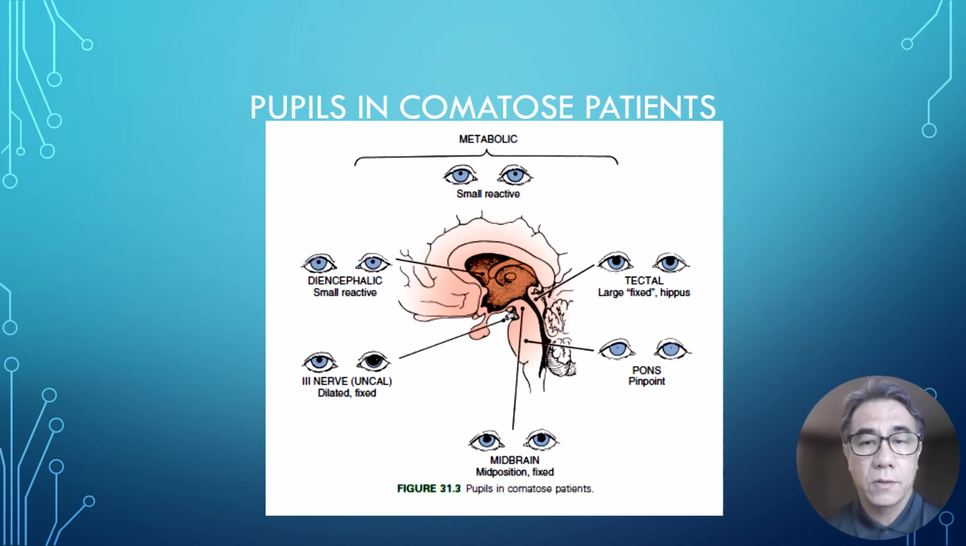And in patients who are comatose, you can also localize based on pupils: if they are small and reactive, that is diencephalic. If it's already in the tectum, then it's fixed and large. If it's midbrain, it's mid-position and fixed. If it's pinpoint, then it's pontine, and that would be already at the line of death, as it were. If there is one pupil that is fixed and dilated, that means that the patient has already herniated. It's called uncal herniation. This is a very bad sign.